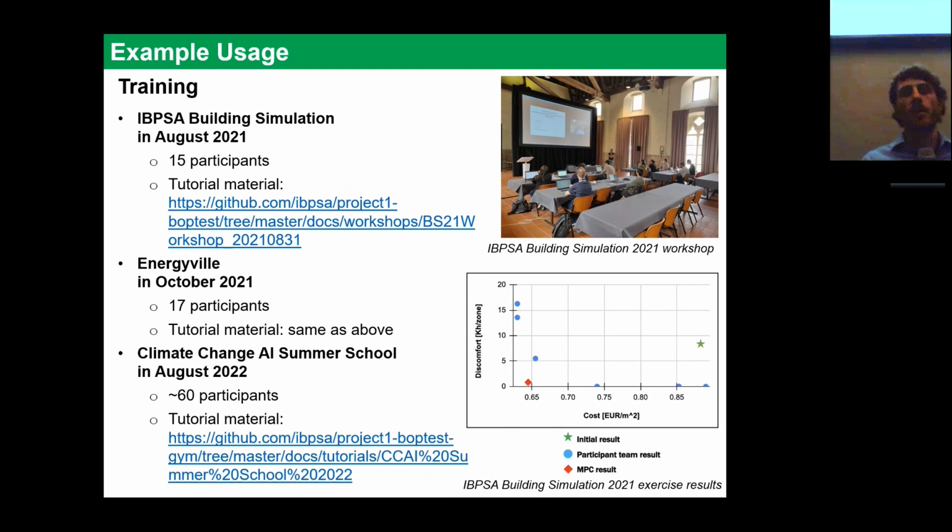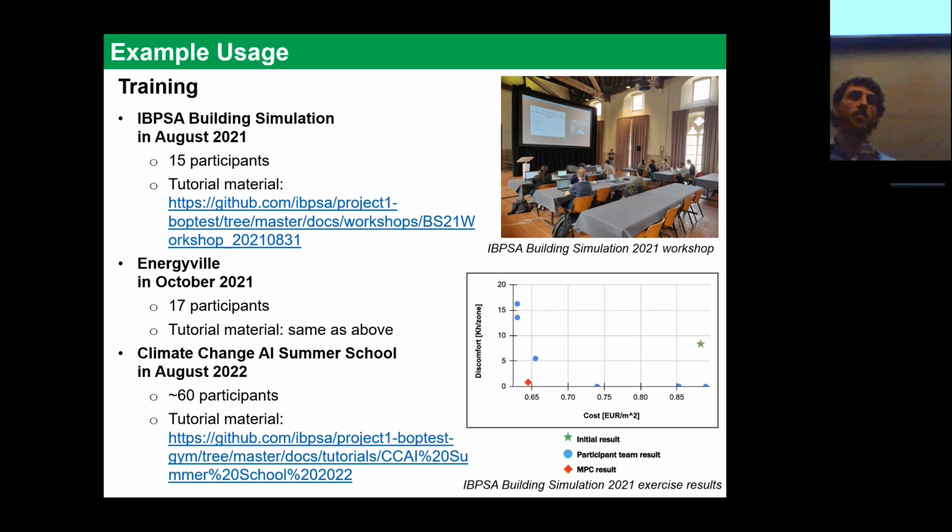It's another example. Having these emulators available, to be rapidly accessed and run through the Docker environment, also has some potential for training opportunities. We've run 3 workshops, actually, one of them through a BIPSA building simulation, one of them through a company called Energyville out of Belgium, and actually running a class at the Climate Change AI Summer School, where we used BOP test.